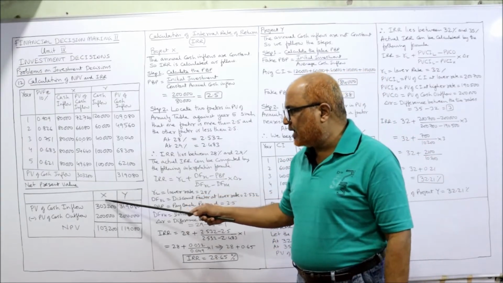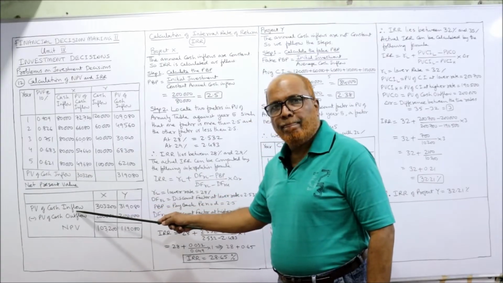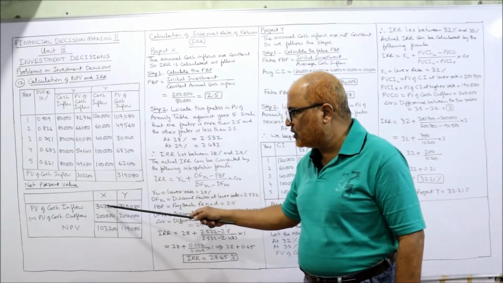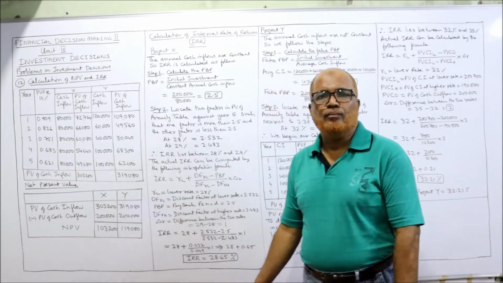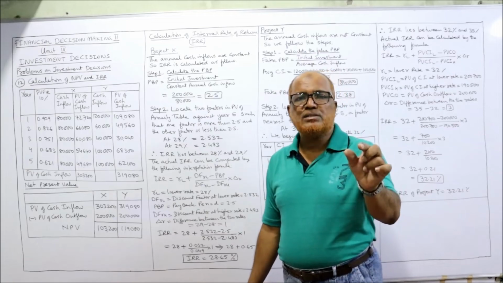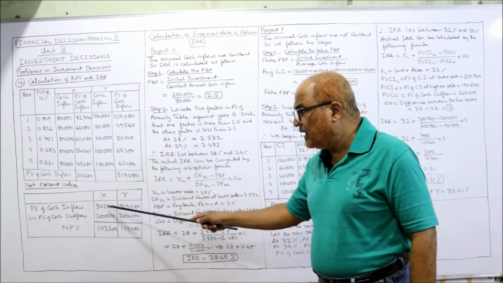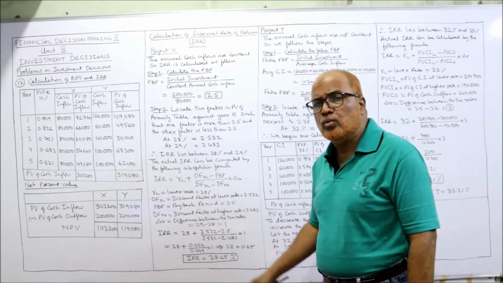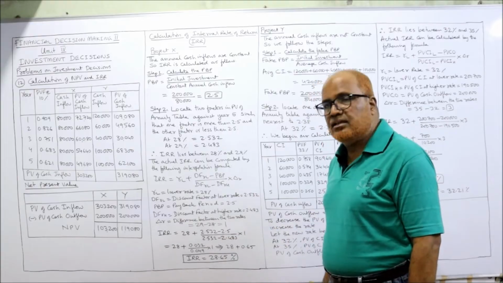So in this table, for the two projects X and Y, the PV of cash inflow we have just calculated: 3,03,200 and 3,19,800. Subtract the PV of cash outflow. In the problem, it is given in the first line that the initial investment is 2 lakh. So 3,03,200 minus 2 lakh gives 1,03,200 positive. Here 3,19,800 minus 2 lakh gives 1,19,800.